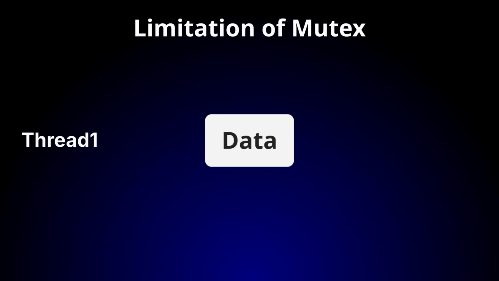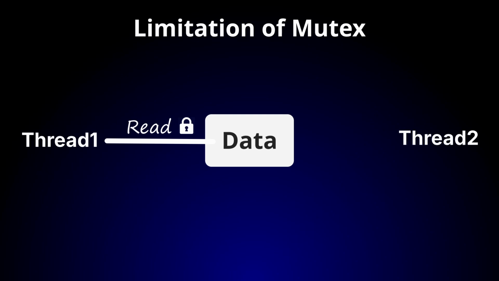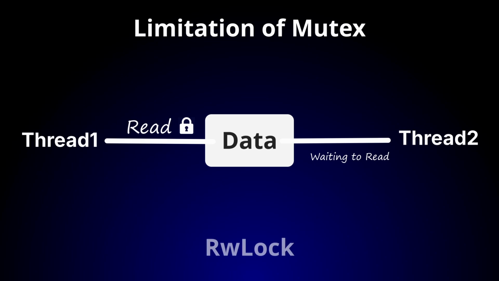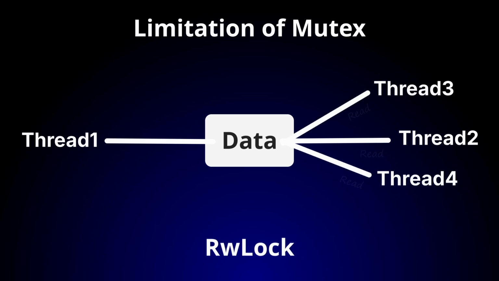A limitation of Mutex is that even when a thread wants to just read the data and not write anything, it still needs to lock the data, and other threads which also intend to only read it have to wait till this thread releases the lock. To resolve this, we have the read-write lock. Here, many threads can read the data simultaneously, but there can only be one thread writing at a time.